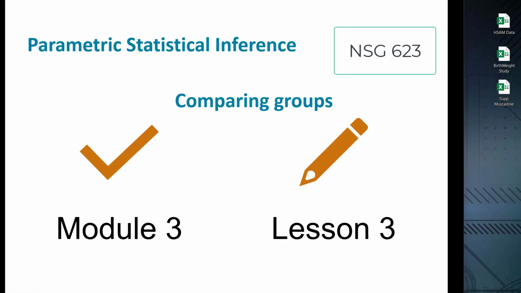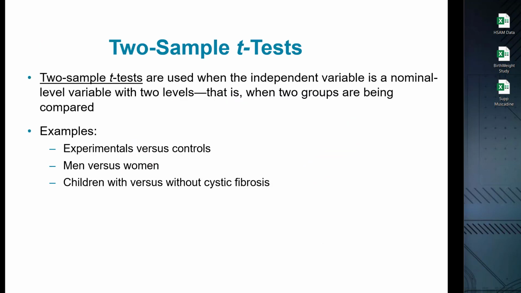In this lesson, we continue to explore parametric statistical inference. In our previous lesson, we learned about the one-sample t-test and making inferences about a single population mean. Now we extend our understanding to the realm of two-sample t-tests and ANOVA.